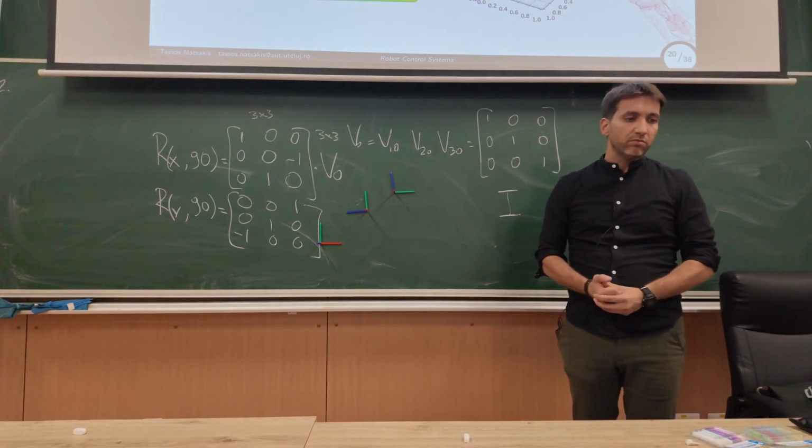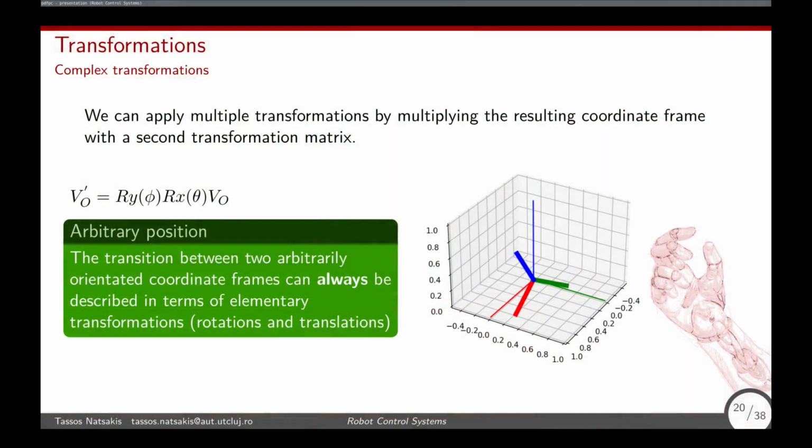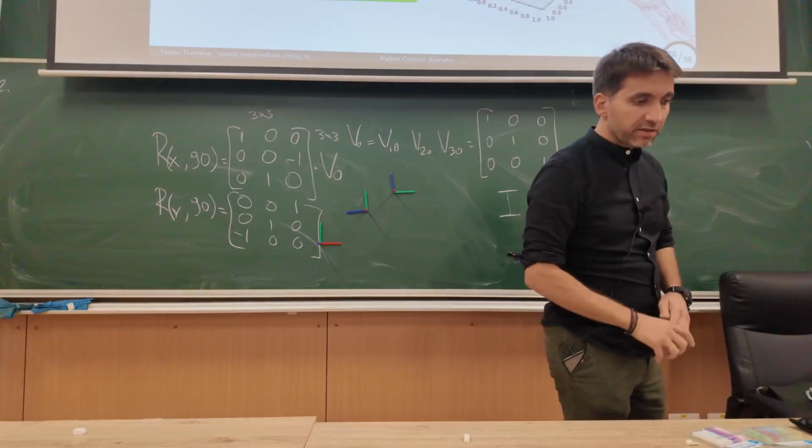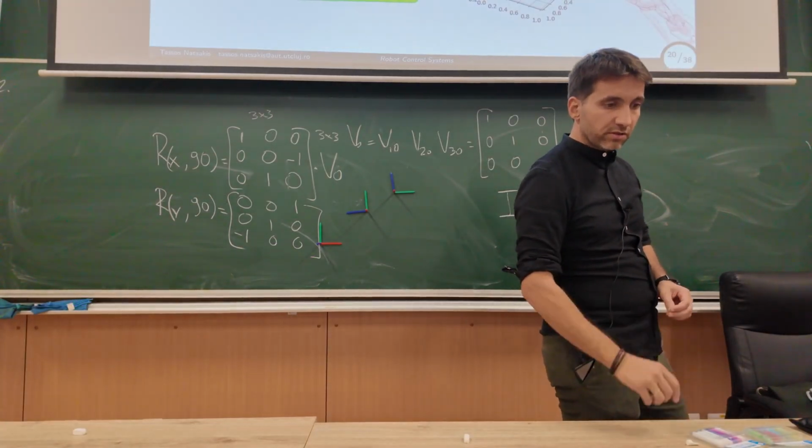And what we can show, we will not explicitly show it now, is that no matter the orientation between two frames, I can always express it using these elementary transformations, which are simple rotations around x, y, or z, each one of the 3 axes. All right? Ignore the translations for now. We'll talk about translations in a second.